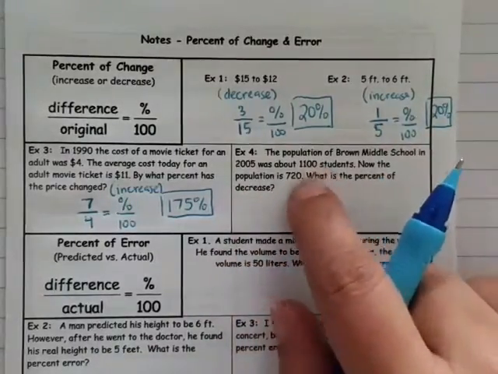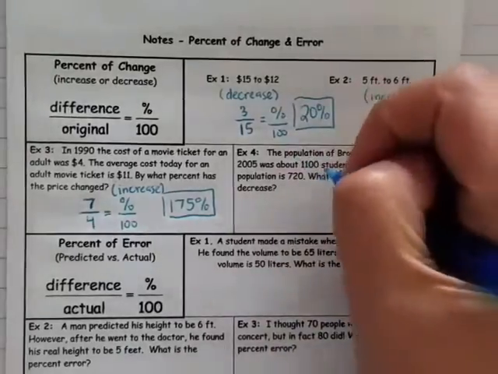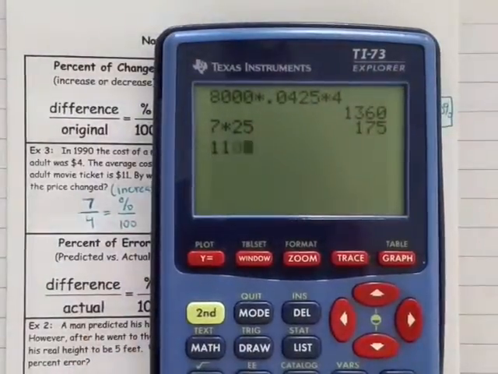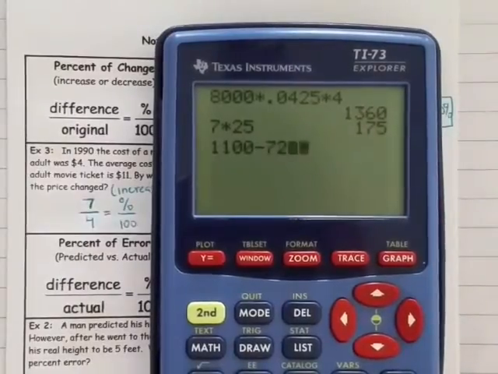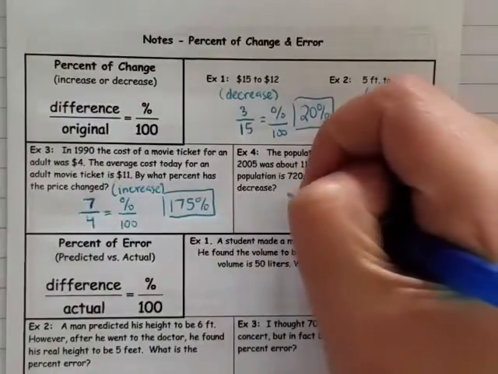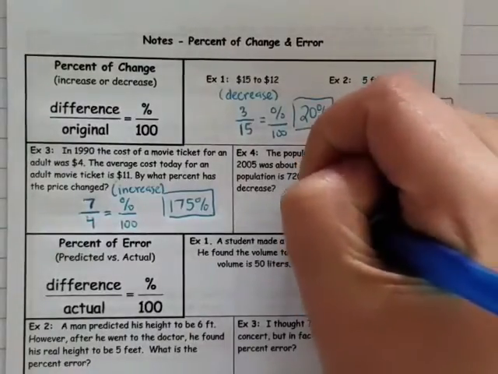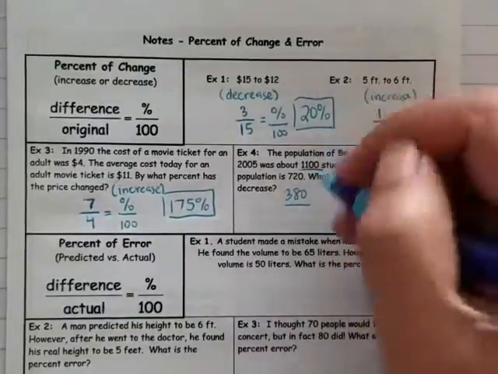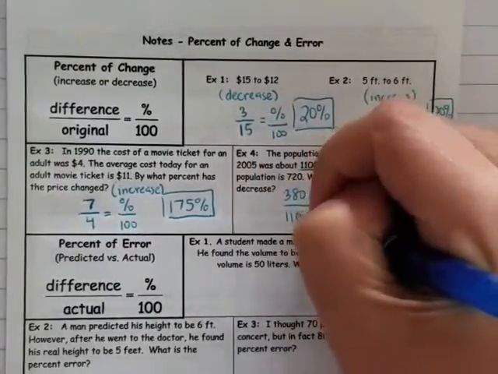So we're going from 1,100 to 720. So we need to find that difference. I don't know what that is off the top of my head, so I'm going to use my calculator. I know that I'm going to subtract those 2 and get 380. So I found the difference of 380. Okay. And then the original was 1,100, so that's going to be my denominator.